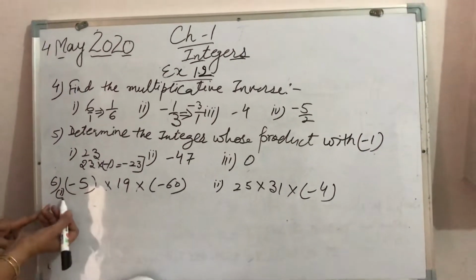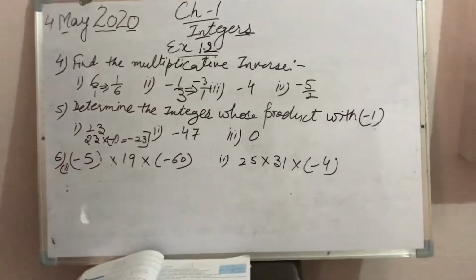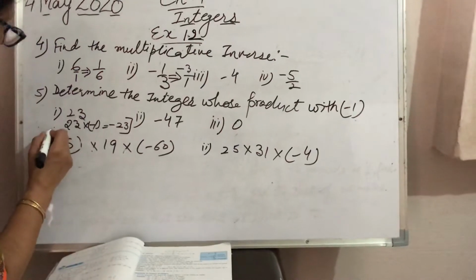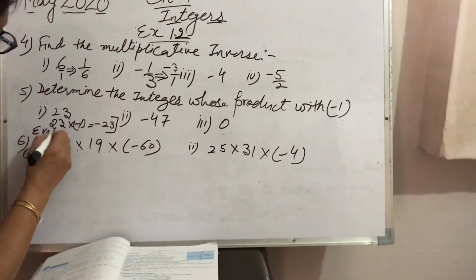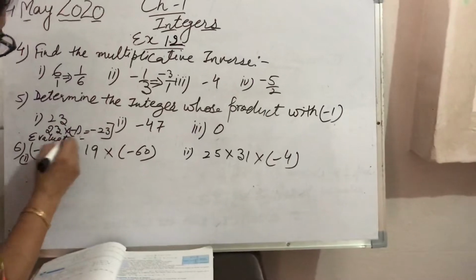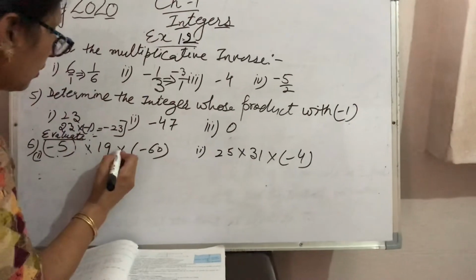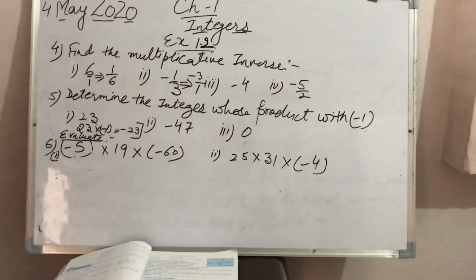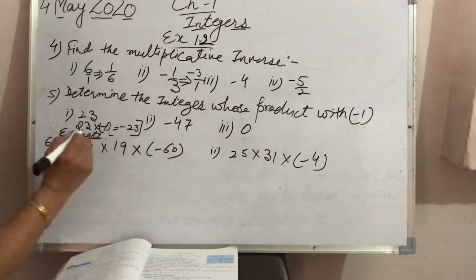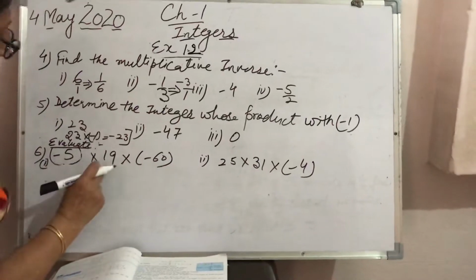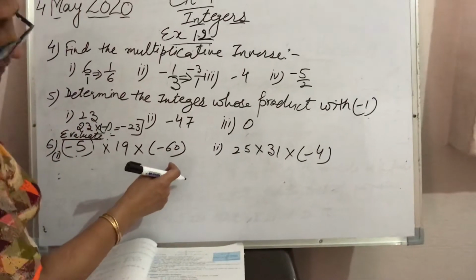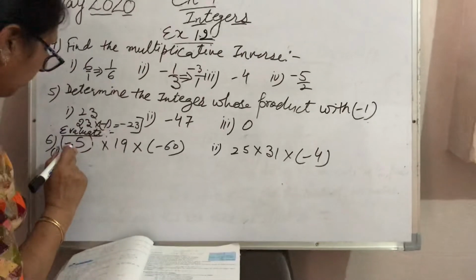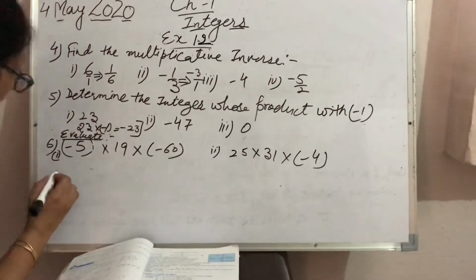Then the 6th question, using convenient grouping evaluate. We have to evaluate this. Find the value means evaluate. But we have to solve this question by grouping. Grouping means easier calculation. If we multiply 5 19s are 95, then multiply by 60, no. First, we will group them. So, how do we group them?